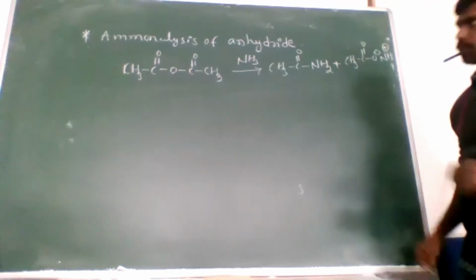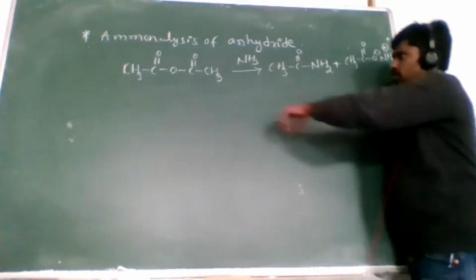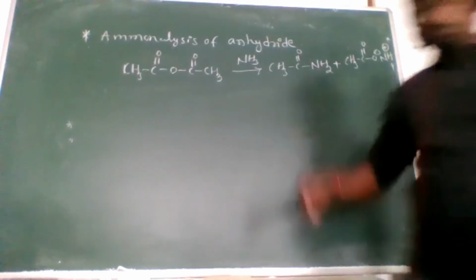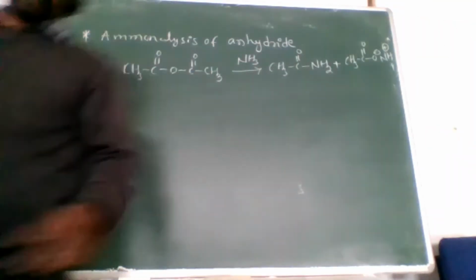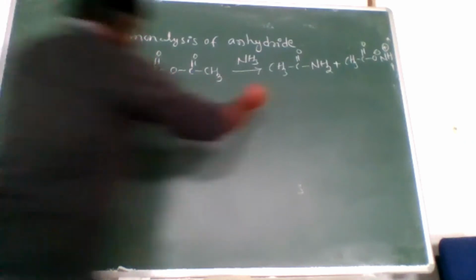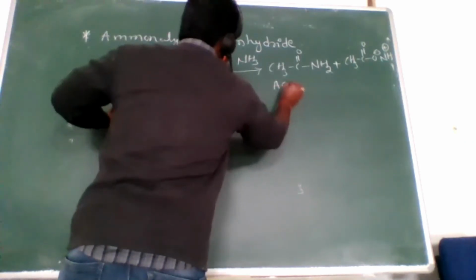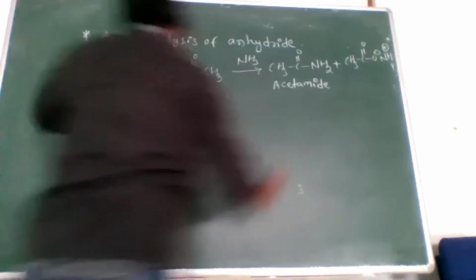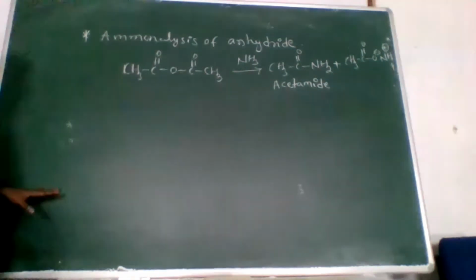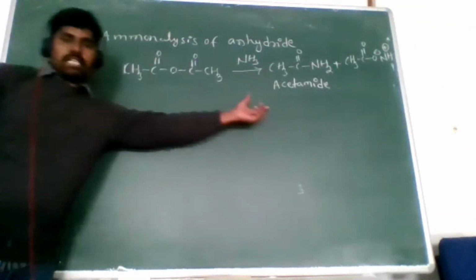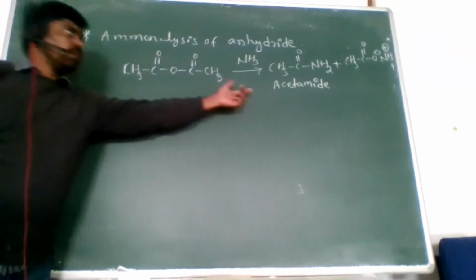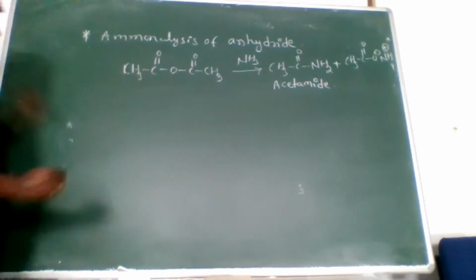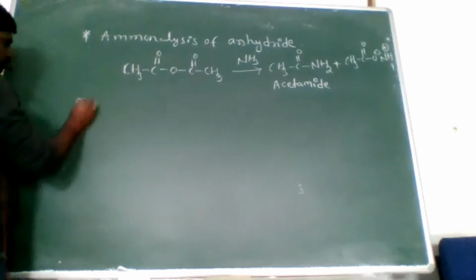So when you go through ammonolysis of this acetic anhydride, or whatever anhydride, on ammonolysis there is formation of amide, this is the acetamide. So on ammonolysis, anhydrides give acetamide. So how is it given? I go to the mechanism. Look at here.